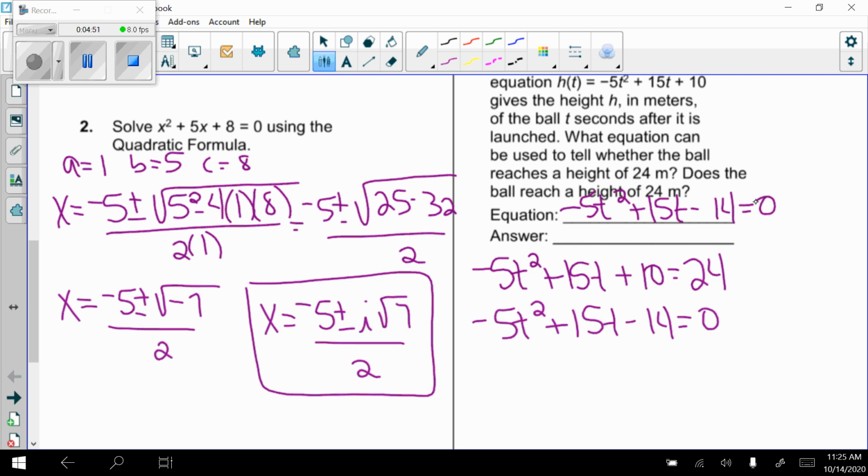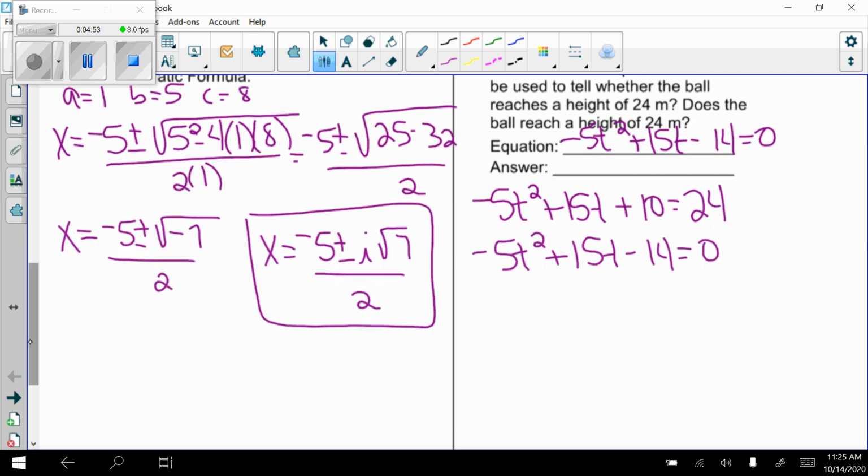Now the second part, does the ball reach a height of that? It didn't ask me to solve it, find out at what time does it reach the height. So here, remember, I can just use my discriminant, which is the b squared minus 4ac.